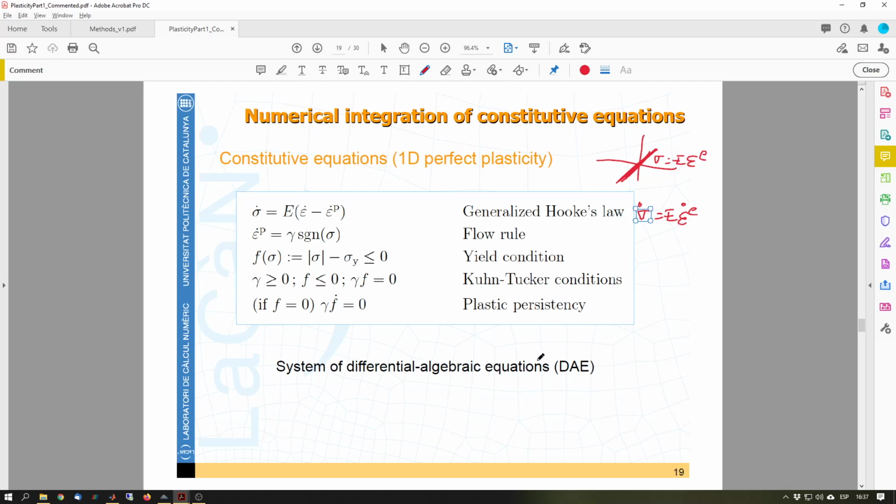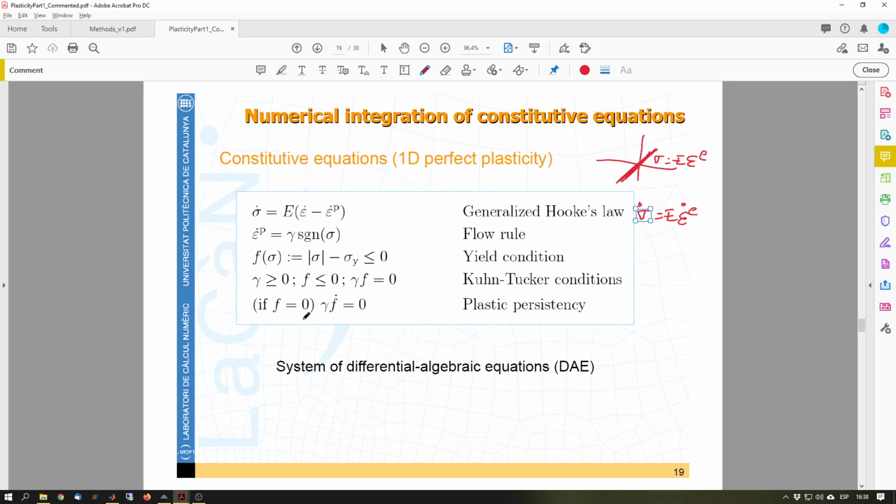Okay, so it's a sort of generalized Hooke's law where we need to remove the plastic strains and take them into account. Then the plastic strain rates are expressed as a function of my sigma and gamma, which is this slip rate, and we have this constraint. It means that f of sigma must always be negative, and there's this persistency condition that we have here, which is a Karush-Kuhn-Tucker condition due to the constraint that we have.